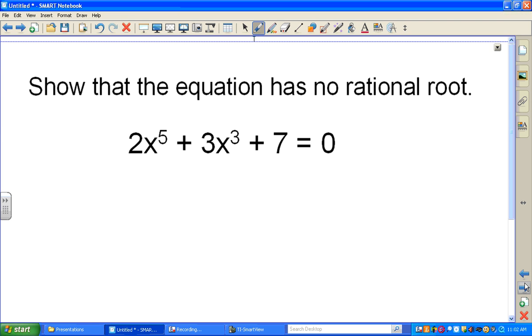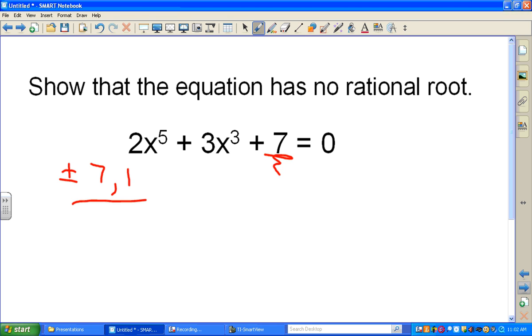What are the possible rational roots for this? Well, plus or minus 7 and 1 are the factors of the constant. And the factors of the leading coefficient are 2 and 1. How do you know if any one of those combinations works? It can either be plus or minus 7, plus or minus 1, plus or minus 7 halves, or plus or minus 1 half. You take all the combinations.